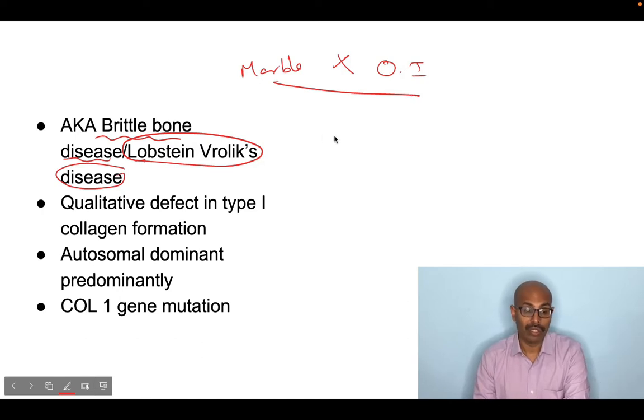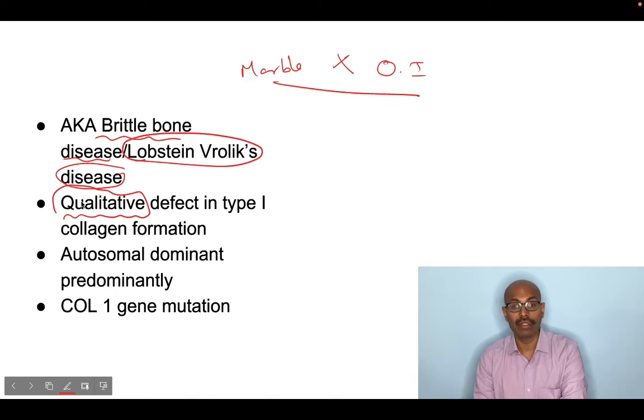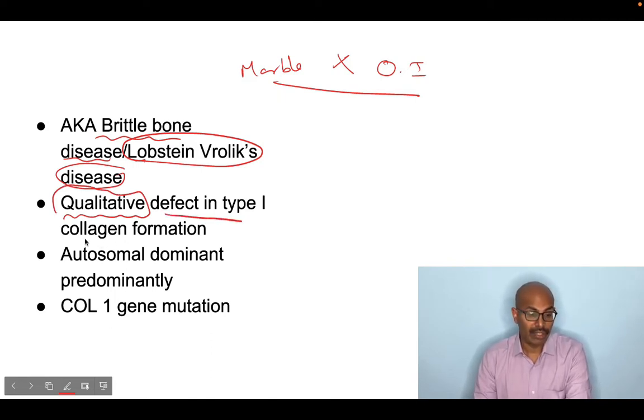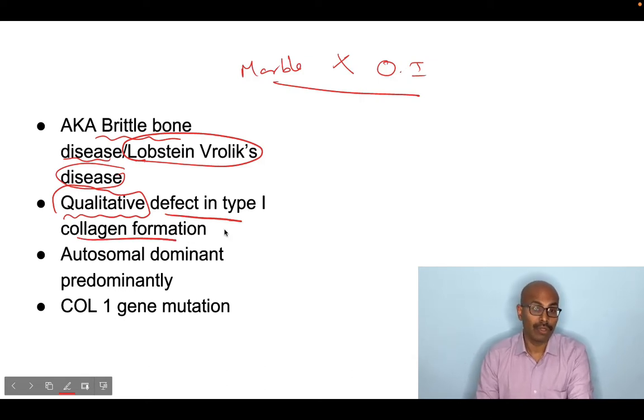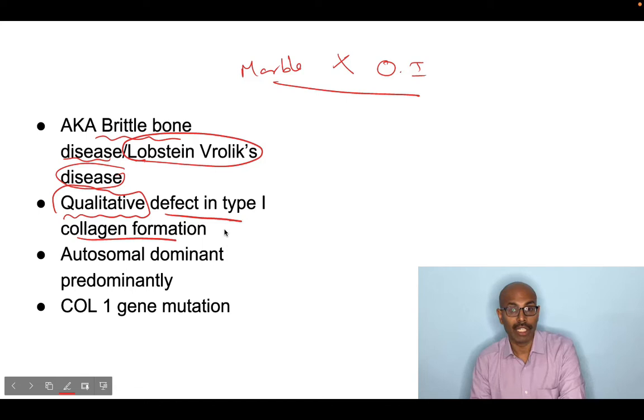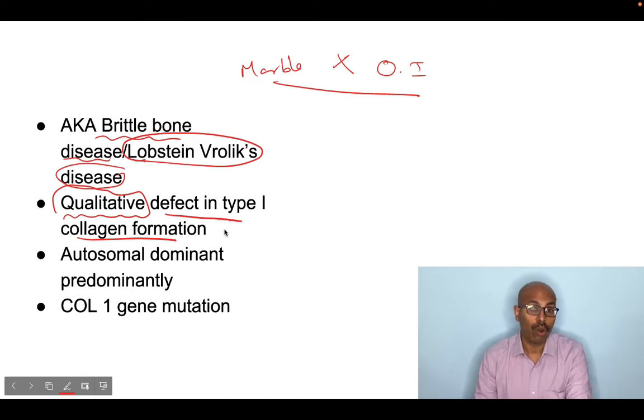So what is osteogenesis imperfecta? It's a qualitative, not a quantitative defect. The quantity is normal, but there is a qualitative defect in the type 1 collagen formation. The same thing we remember between osteoporosis and osteomalacia. Osteomalacia is a qualitative defect, whereas osteoporosis is a quantitative defect. So here it is a qualitative defect.